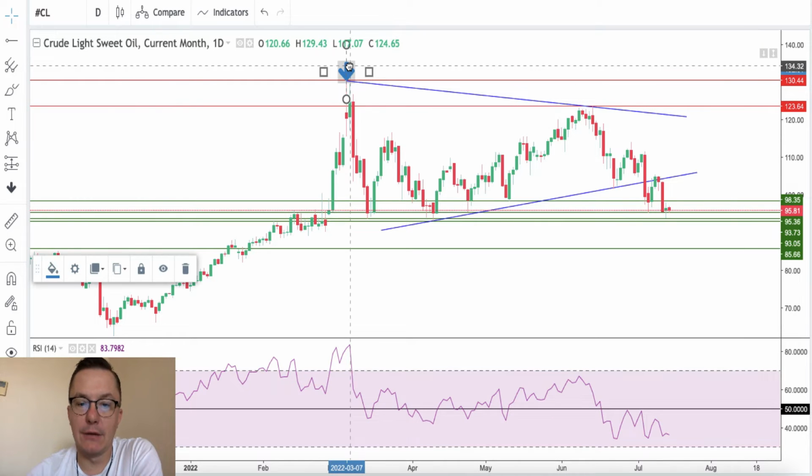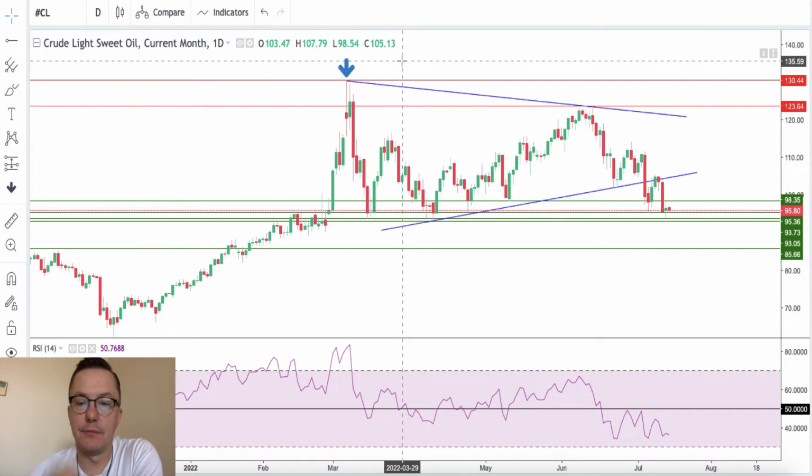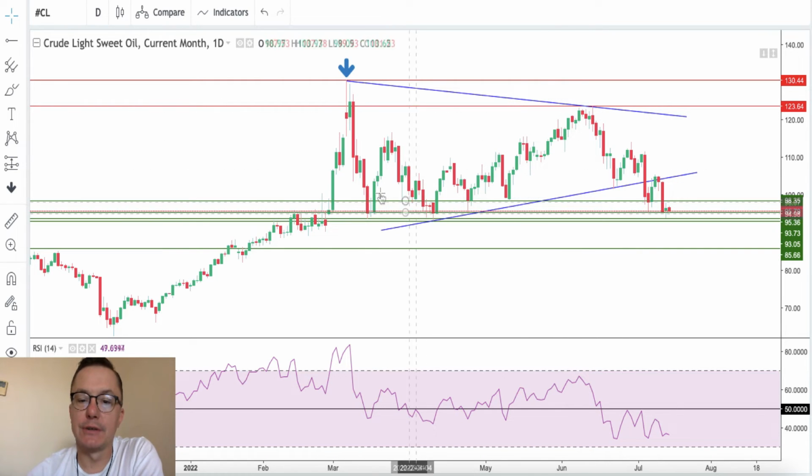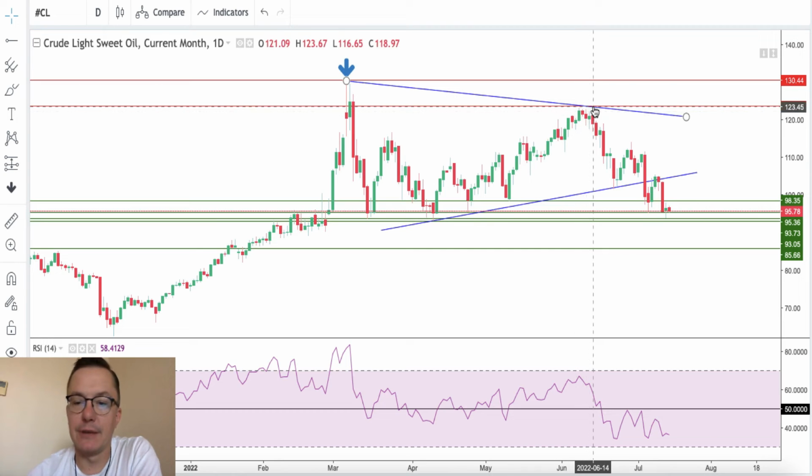So this high, 130.44, where the blue arrow was made on very, very big momentum. And since then, of course, we dropped over 30%. There was a long attempt to rally back, but the rally was capped, and since then we've been trending lower.